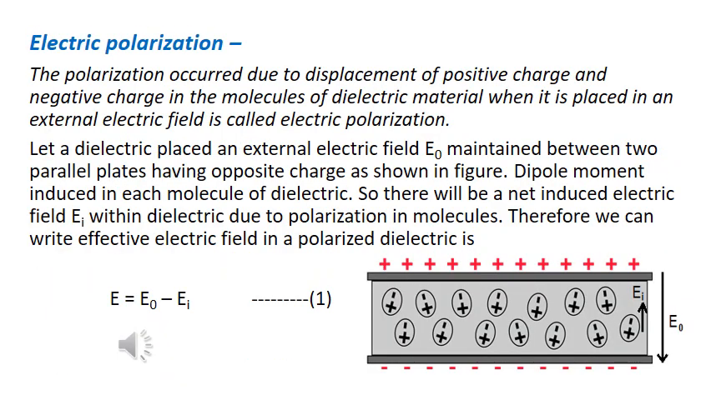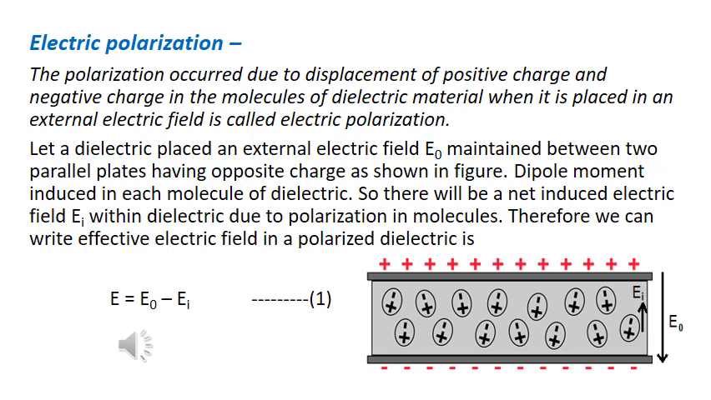Next topic is electric polarization. The polarization occurring due to displacement of positive and negative charge in the molecules of a dielectric material when it is placed in an external electric field is called electric polarization. To understand this phenomenon, let us consider a dielectric placed in an external electric field E0, which is maintained between two parallel plates having opposite charges as shown in the figure.